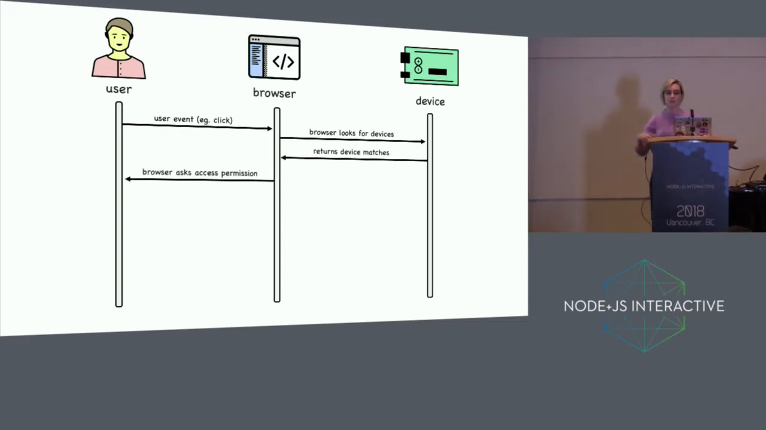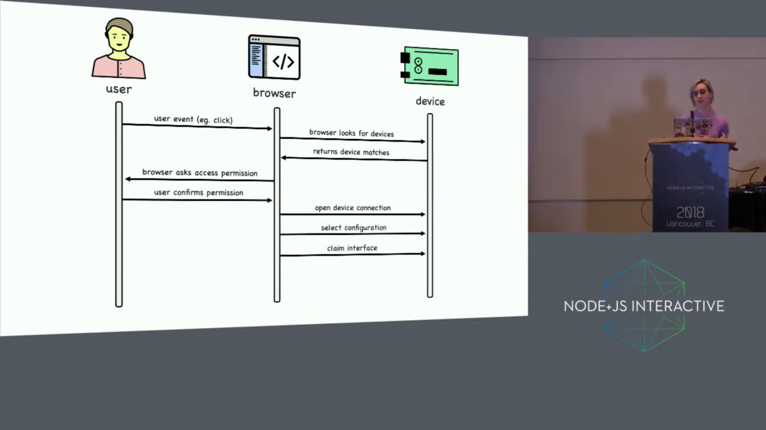The browser then asks for that permission. It says, hey, I found this device. Are you sure you want to connect this website to it? The user will hopefully say yes. And then it'll open the device connection. You select your configuration. You claim your interface. This is all the USB spec stuff. And then you start beginning transfers back and forth. So you can read from it. You can write to it. You're all good to go.